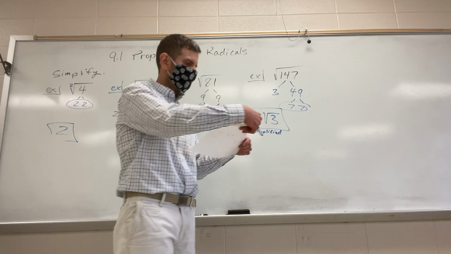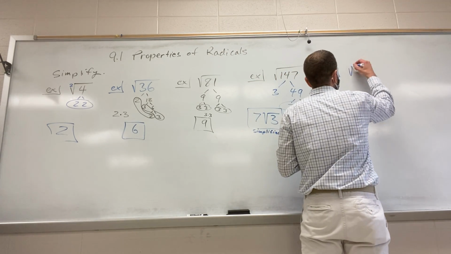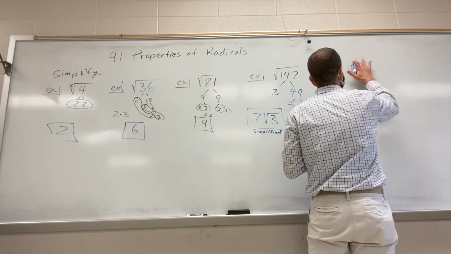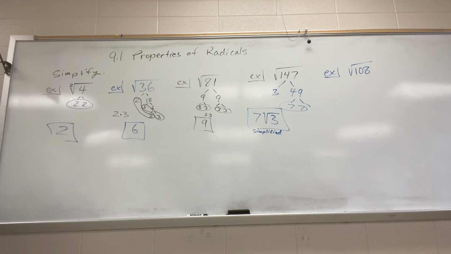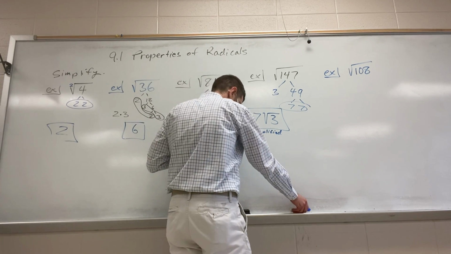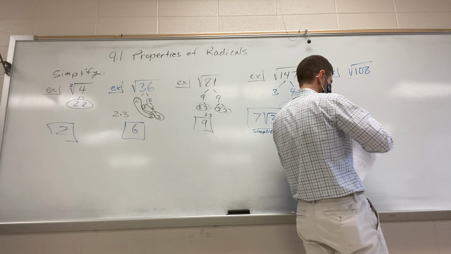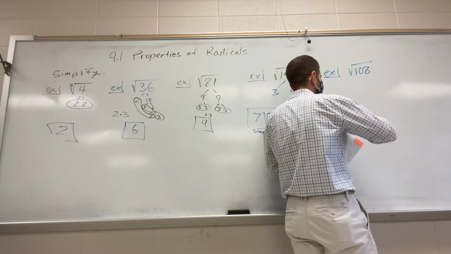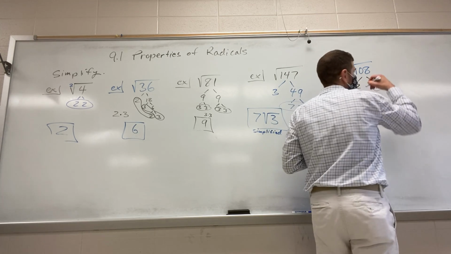All right, let's try another one like this. Square root of 108. It's probably a good idea to check real quick. I don't think it's a perfect square. Well, what goes into 108? 12 and 9. Oh, 12 and 9? That's interesting. Yeah, we can do 12 and 9. And 9 is 3 squared. Oh, 9's a perfect square, isn't it?